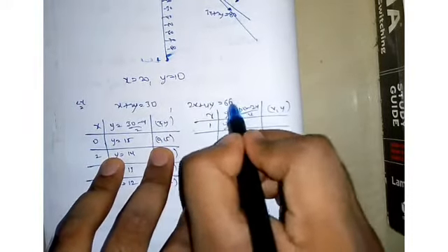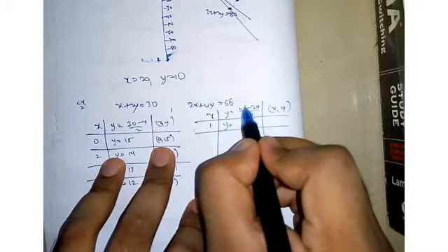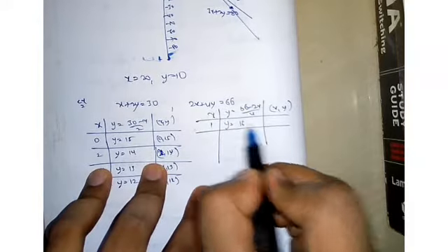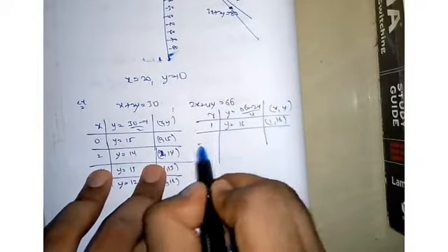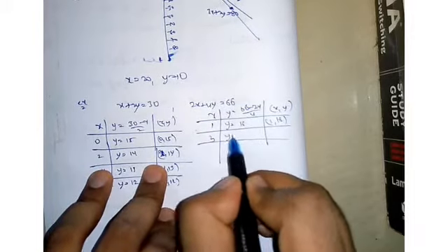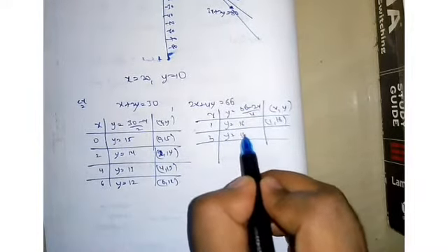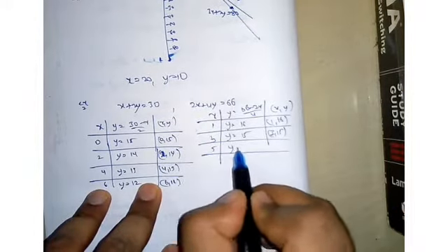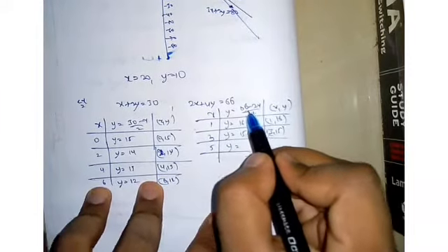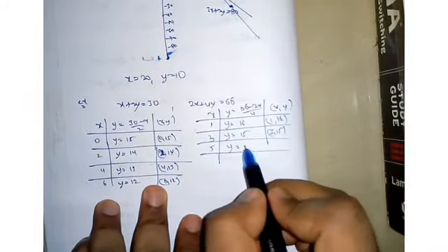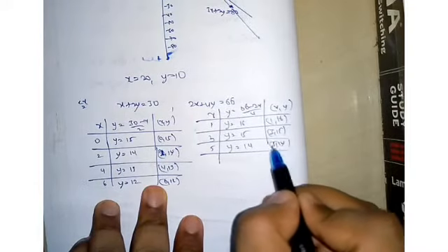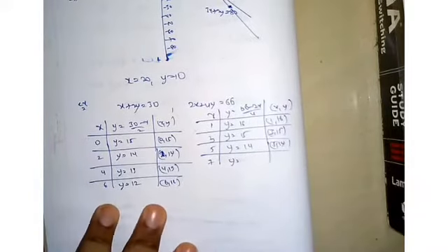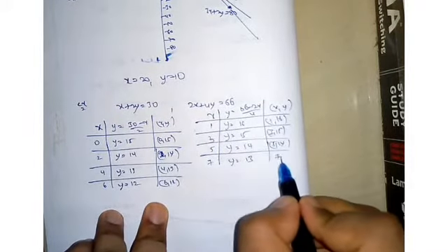So 66 minus 2 is 64 by 4 is 16. So it will be 1 comma 16. Next one is 3. y is equal to 66 minus 6 is 60 by 4 is 15. So it will be 3 comma 15. Next is x equal to 5. y will be equal to 66 minus 10 by 4, 56 by 4, 14. So it will be 5 comma 14. Next is 7. y is equal to 66 minus 14 is 52 by 4. So it is 13. 7 comma 13.